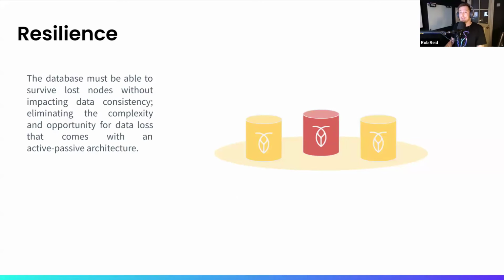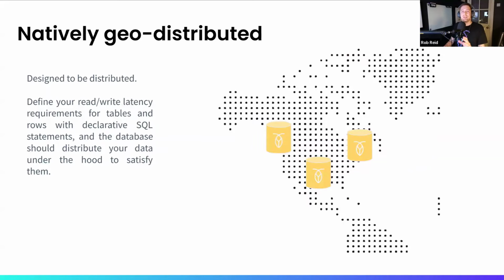Next, we have resilience. If a portion of your database infrastructure becomes unavailable, the database as a whole must remain online with no data loss and no loss of data integrity or consistency. And the database should also be natively geo-distributed. If your database won't survive a data center or regional outage, it can't do that unless it's running somewhere else.